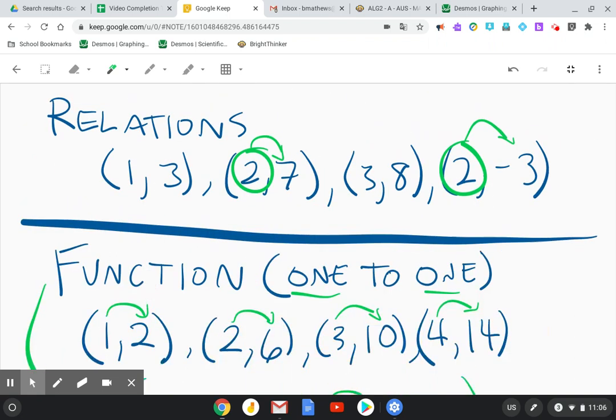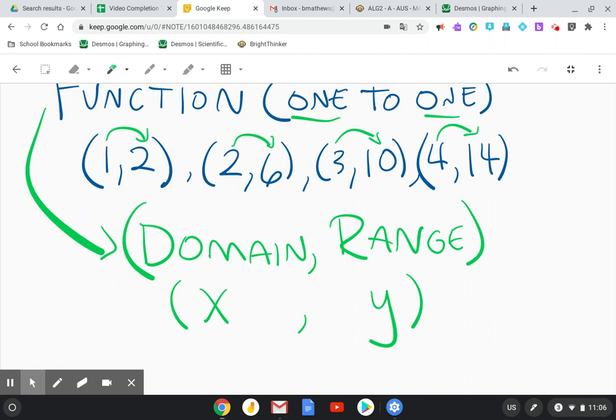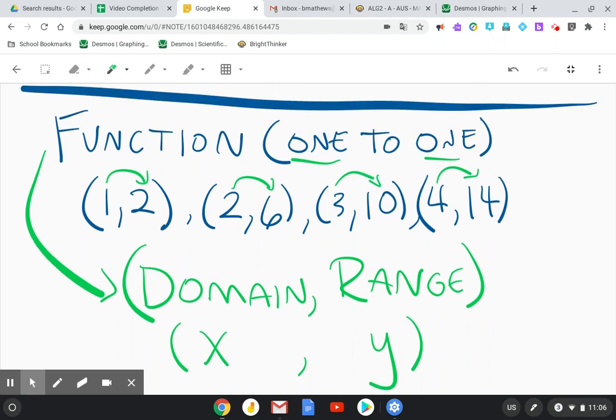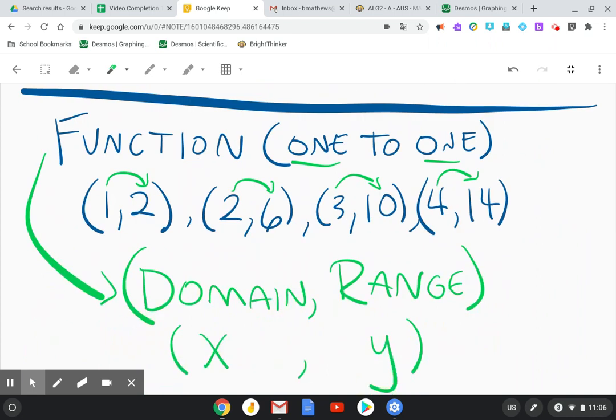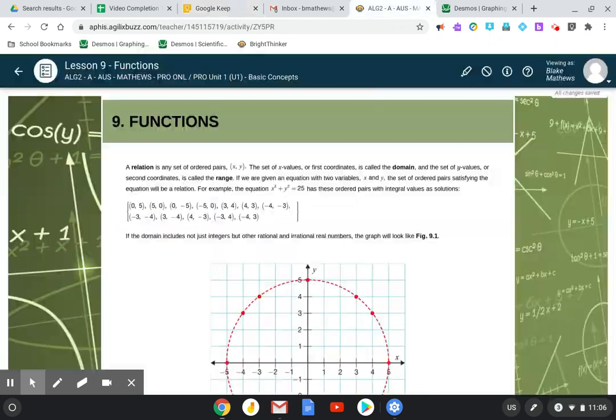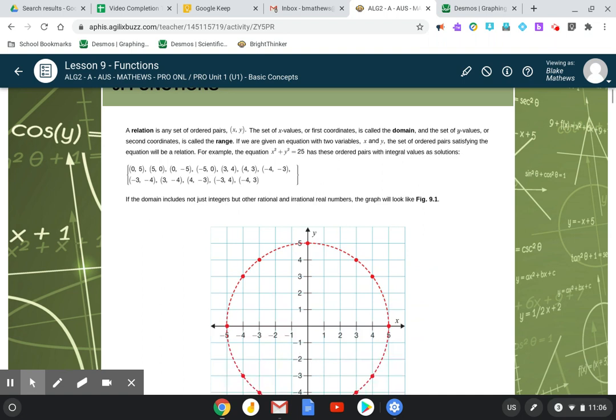In a relation like the one we have up here, 2 could go to 7 or 2 could go to negative 3. We don't know. But down here, 2 always goes to 6. So that is one major concept that you have to understand, is the difference between relations and functions. Now, relations include all ordered pair sets. So functions are relations, but they are a unique type of relation where there is a 1-to-1 relationship. So that's kind of a summary of what you see here at the top.